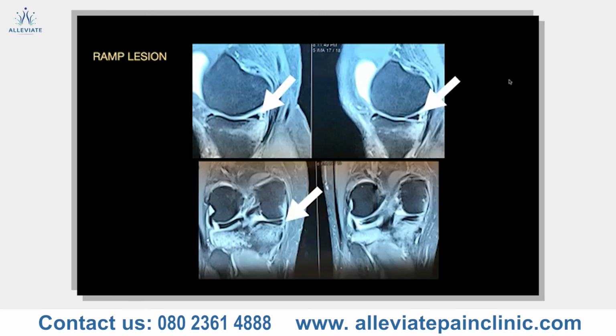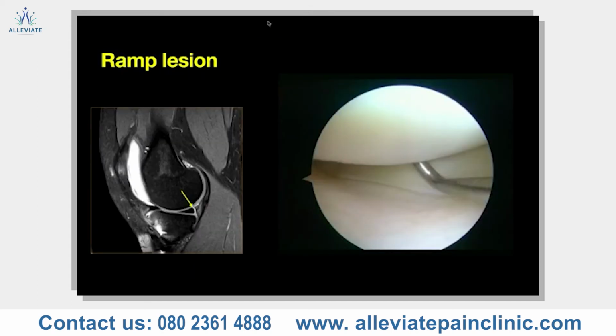When you see a sagittal cut of the MRI, here you can see the triangular portion of the meniscus is completely normal. There are no hypo-intensity changes within the meniscus. But next to the meniscus, there is a small signal intensity change between the meniscus and the two black dots, which is the capsule. This is called the meniscocapsular separation of the meniscus, otherwise called a ramp lesion. In this picture also, you can see the yellow arrow showing separation of the capsule and the meniscus.